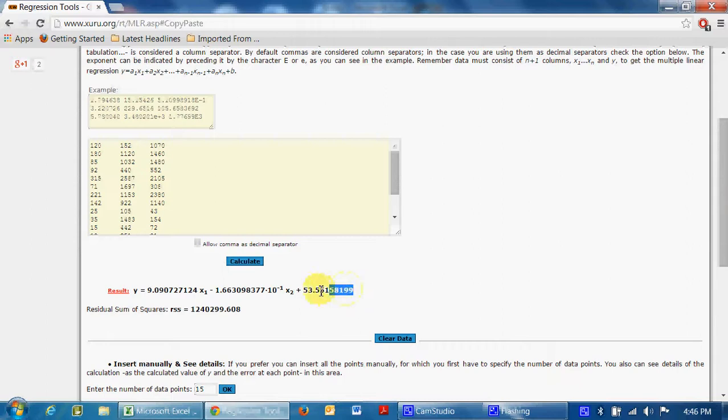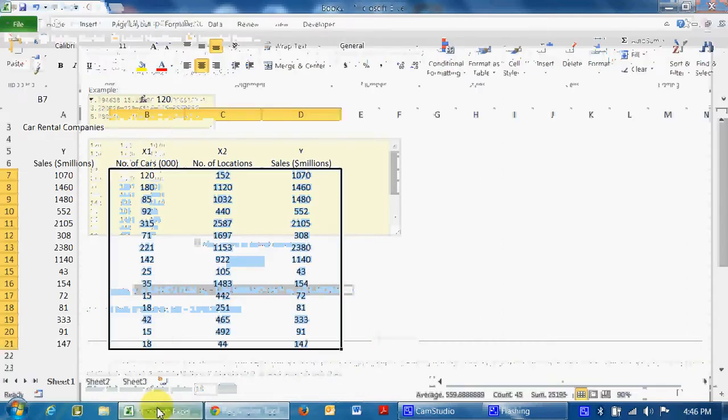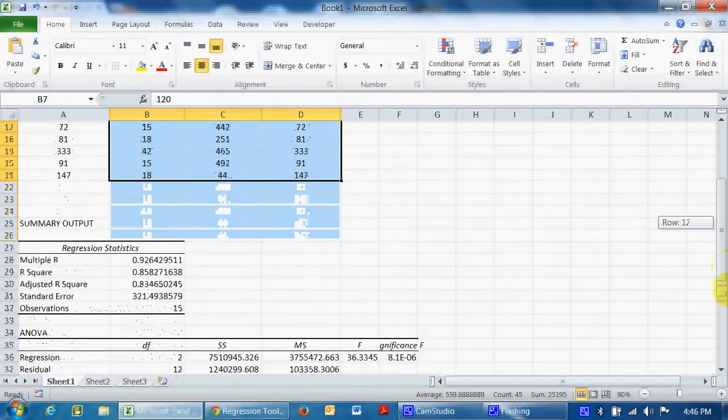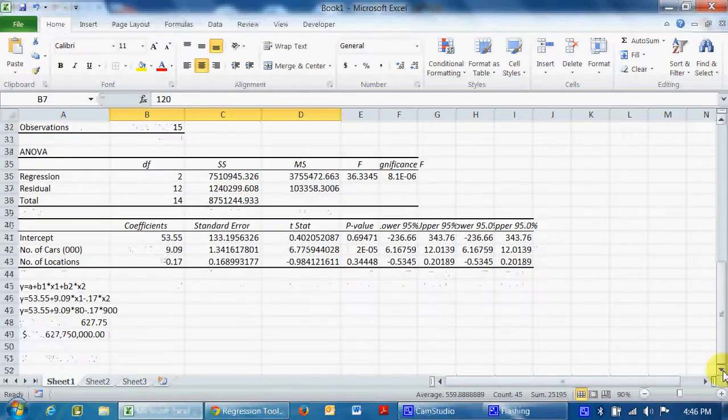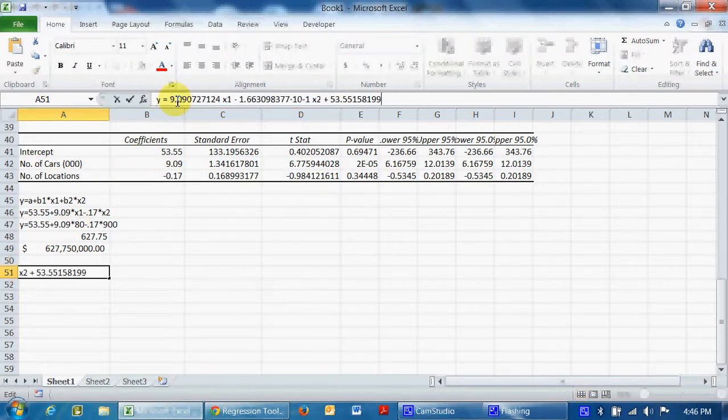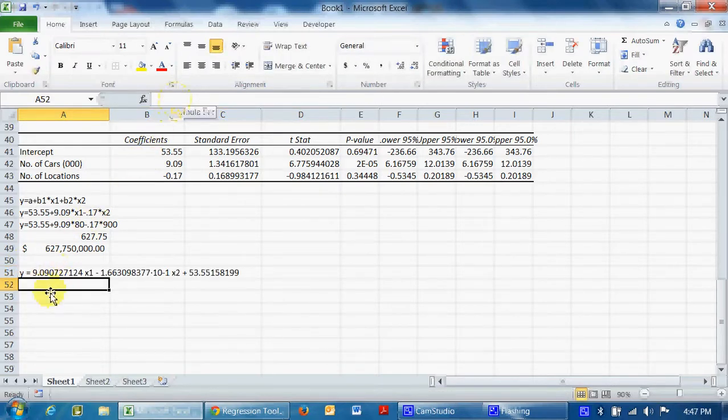You can then take this and copy it back into Excel. I'm going to go down here below the work I've already done. And I'm going to copy that equation so I have what that website gave me. Now I've got my regression equation in Excel.